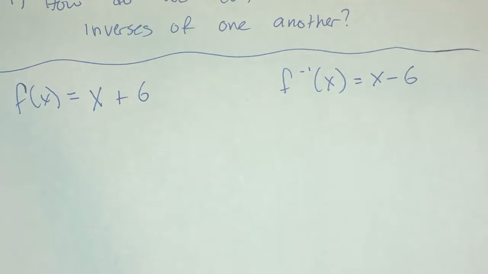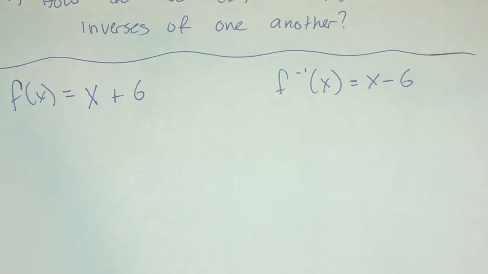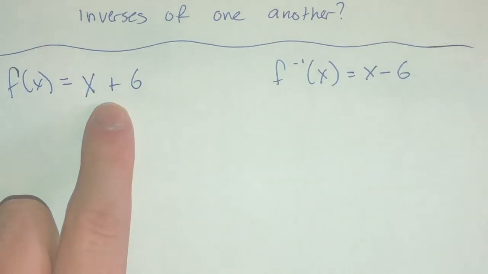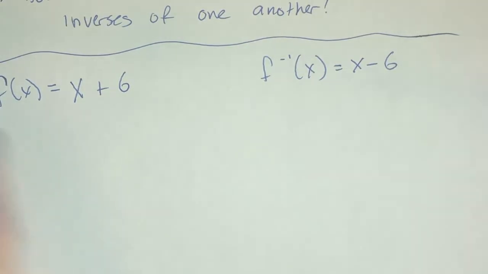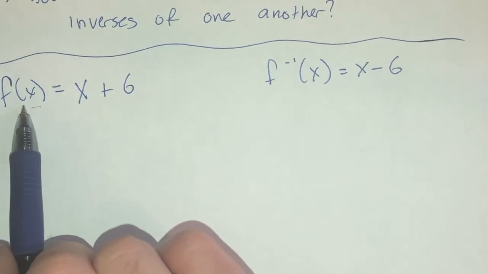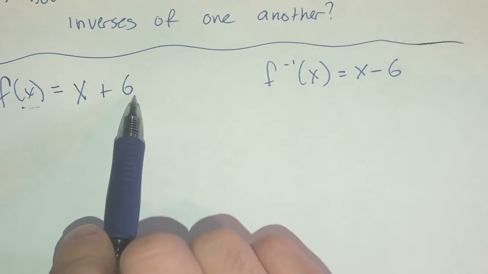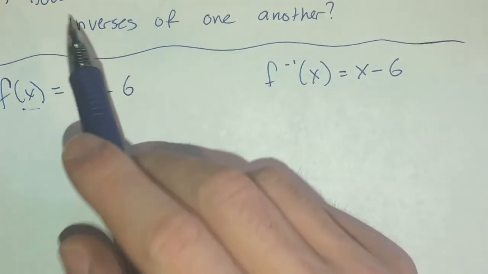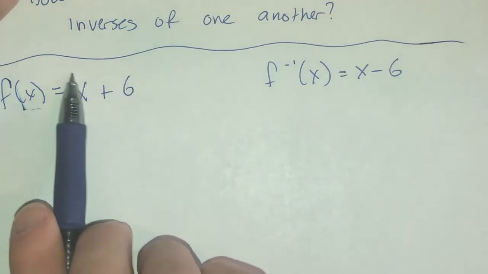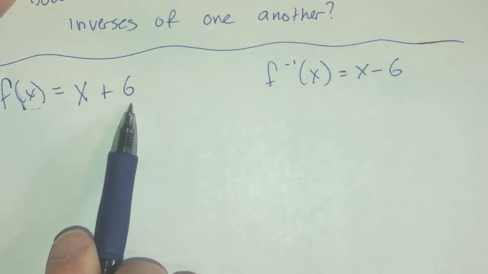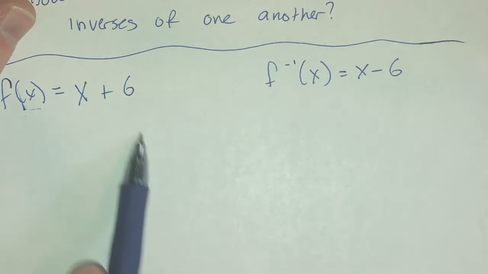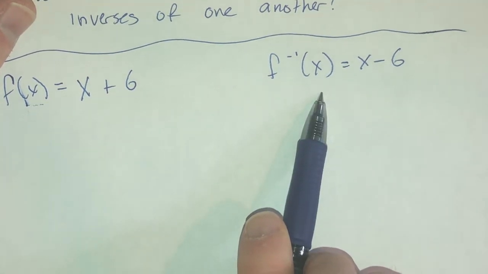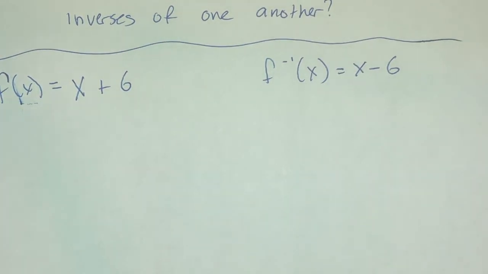They undo one another, right? In a sense, you could even call them opposites, right? The opposite of adding 6 is subtracting 6. If I take a number and I add 6 to it, and I take the output and I subtract 6, I'm back where I started. So for example, if I take 0, I plug it in, I add 6, I get 6. If I take that 6 and plug it in, I get 6 minus 6, which is 0.